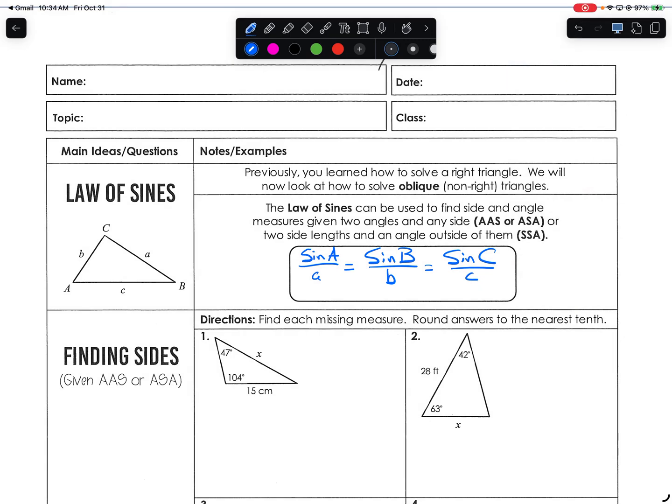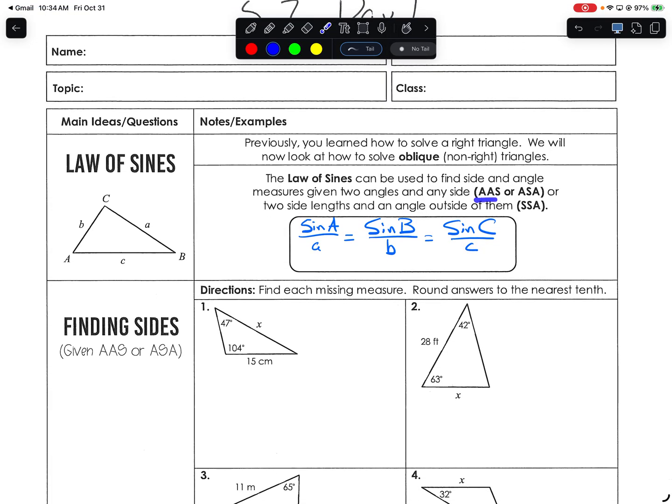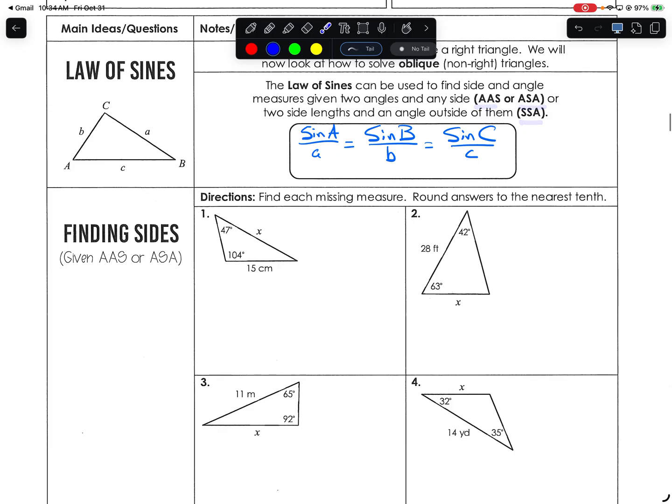So uppercase is angle, lowercase is side length, right? When you set up this ratio, you always have to have the two right across from one another, and then you'd have an angle, but you'd be missing the side length, okay? You remember from geometry, angle, side, angle, all that stuff? It doesn't really matter for this. I don't know why they say it.